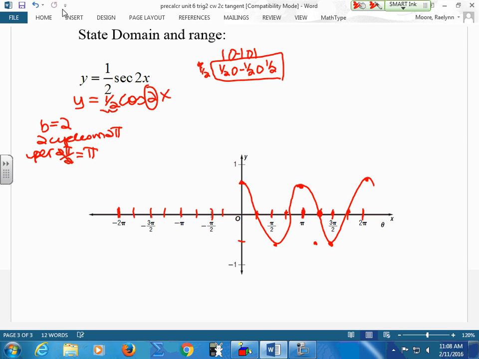Okay, and then we could do the other side as well. Just follow your pattern all the way across.